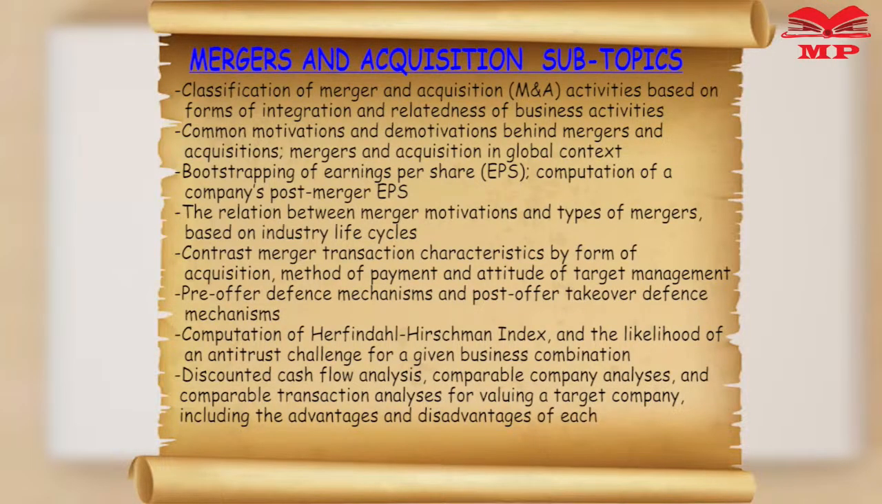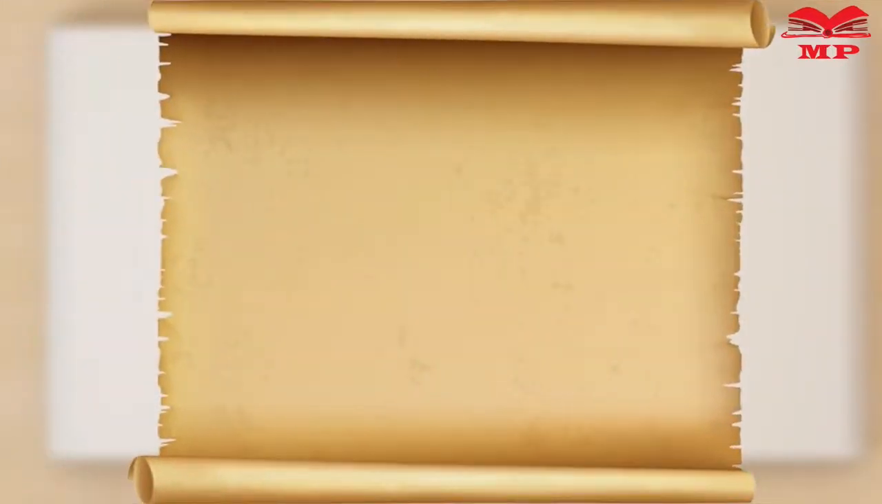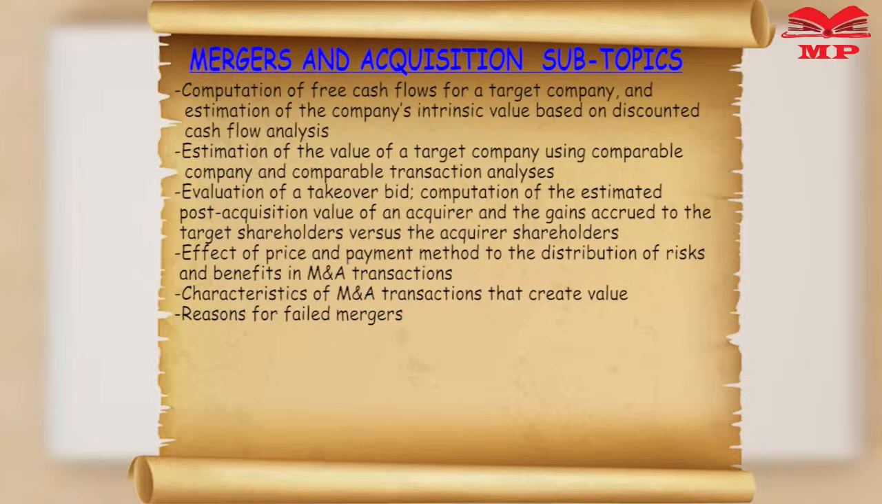Then from there, we look at the discounted cash flow analysis. We also look at computation of free cash flows for a target company. The next one is estimation of the value of the target company using comparable company and comparable transaction analysis. We also look at evaluation of takeover bid. The next one is effect of price and payment method to the distribution of risk and benefit in merger and acquisition transaction. Then characteristics of merger and acquisition transactions that create value. And the last thing we need to cover under merger and acquisition is reasons for failed mergers.